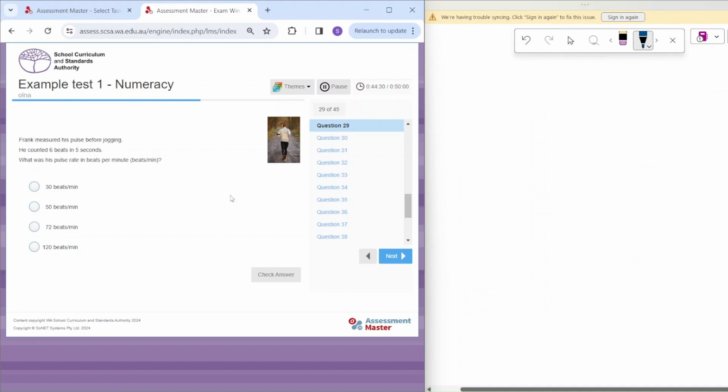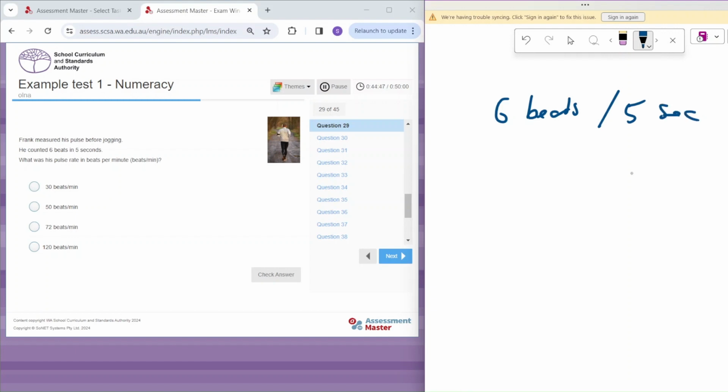Frank measured his pulse before jogging. He counted 6 beats in 5 seconds. What was his pulse rate in beats per minute? Okay, he got 6 beats for 5 seconds. How many seconds are in a minute? Well, 60 seconds, isn't it? So how do I get 5 to 60? Remember, we're using this law of equivalence. What do I times 5 by? I times it by 12, don't I?